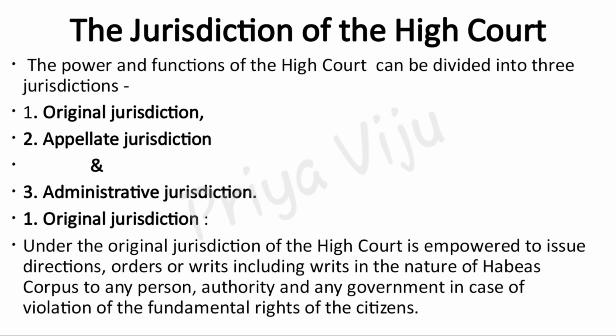The power and functions of the High Court can be divided into three jurisdictions, that is original jurisdiction, appellate jurisdiction and administrative jurisdiction. Let's begin with original jurisdiction. What do you mean by original jurisdiction? The High Court has the power to issue directions, orders or writs, including writs related to habeas corpus to any person, authority and any government in case of violation of the fundamental rights of citizens.